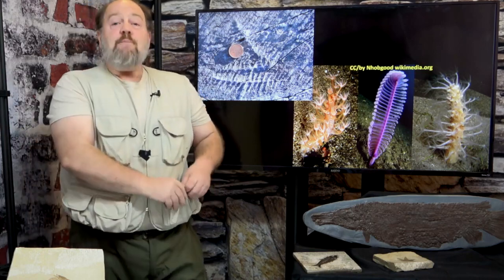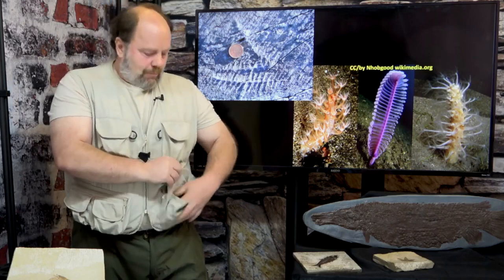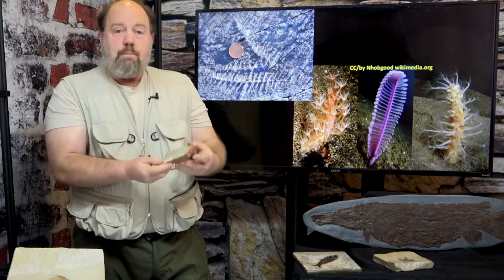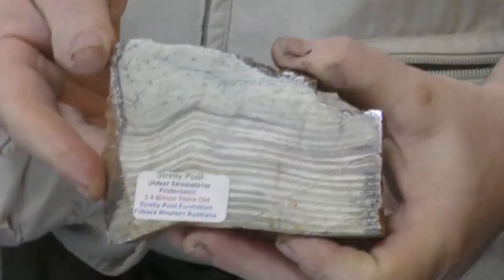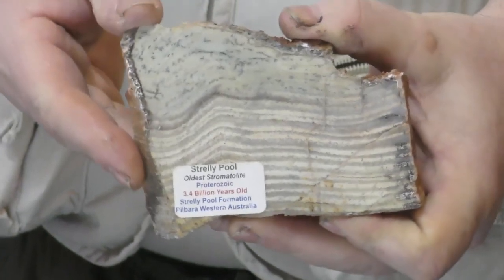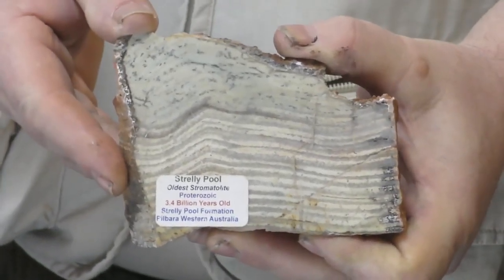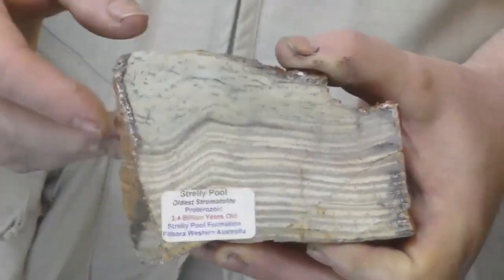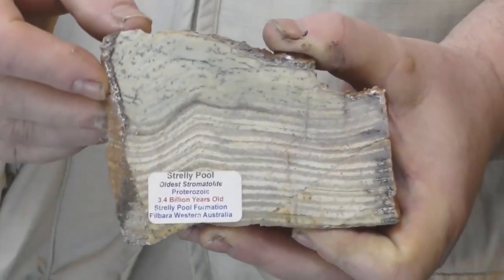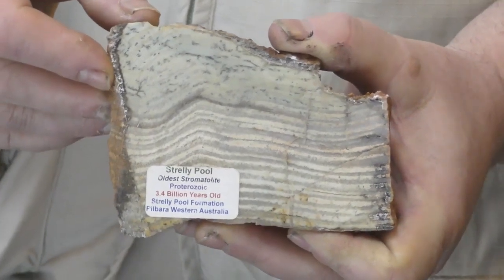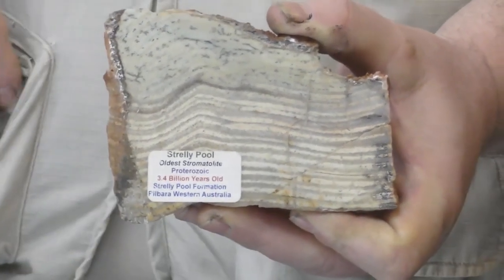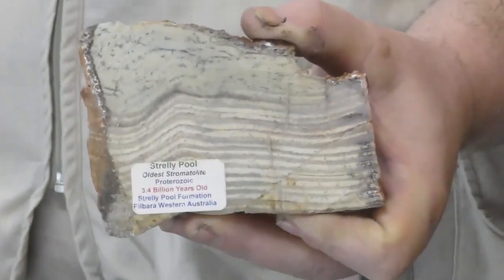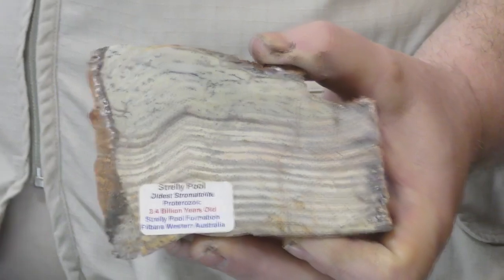But let's up the ante just a little bit more. I have a fossil here of another complex colonial organism. Cyanobacteria, which glue together sand from the ocean bed into these layered structures. This fossil comes from Strelley Pool in Australia and is claimed by the evolutionary community to be 3.4 billion years old. That's billion with a capital B. It's called a stromatolite.